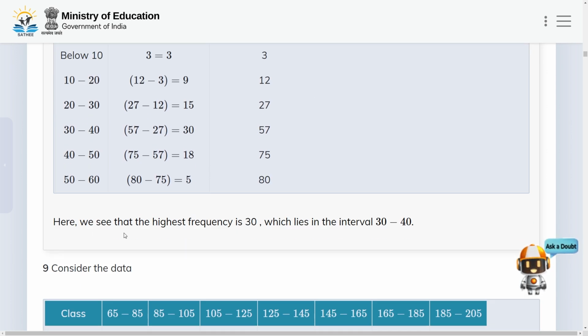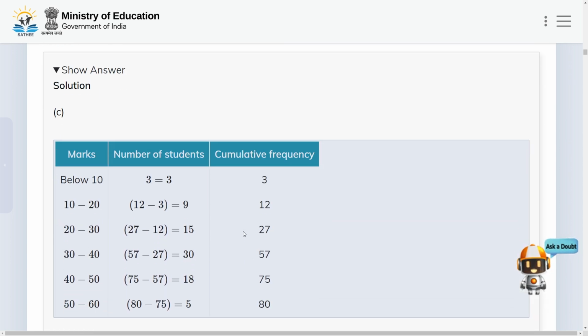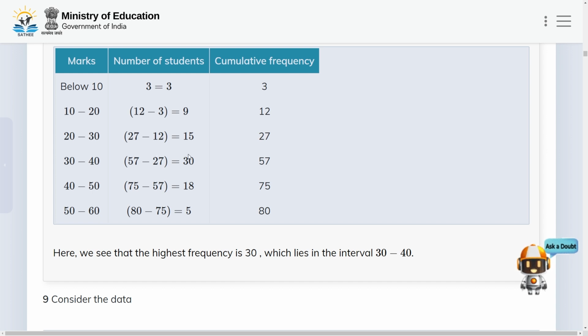So here we see the highest frequency is 30.